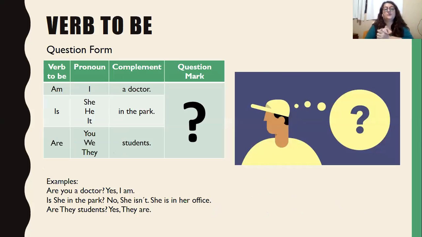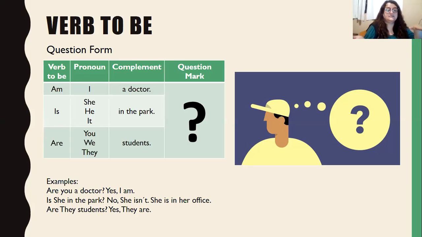Okay, so let's go with the verb to be with the question form. And this is very easy because remember, if you have this formula, you are gonna succeed. If you have this formula in your mind, it is gonna be very easy for you to identify the verb to be. So for the question form, you only need to change the verb to be to the beginning. So we are gonna say, am I a doctor? Is she in the park? Are we students? Okay, these are the question form examples.